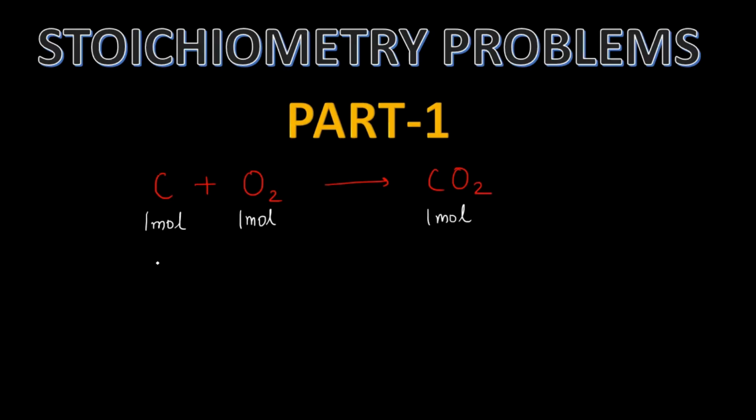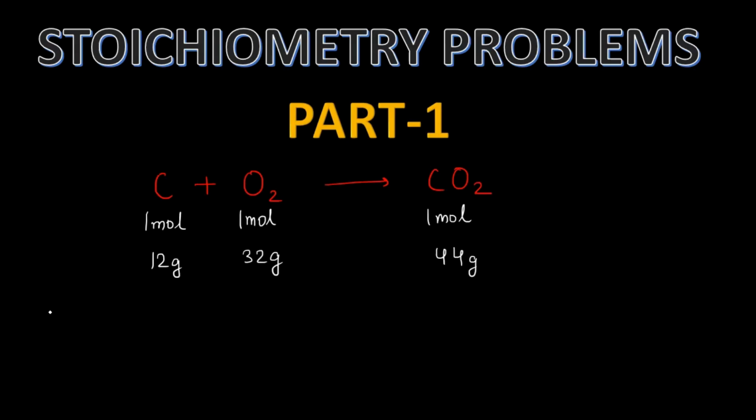1 mole of carbon has a mass of 12 grams. Similarly, 1 mole of oxygen has a mass of 32 grams. And 1 mole of carbon dioxide has a mass of 44 grams. Now, this shows that 12 grams reacts with 32 grams, giving 44 grams. This also proves the principle of conservation of mass.